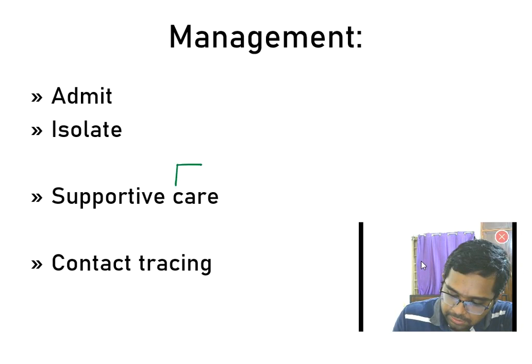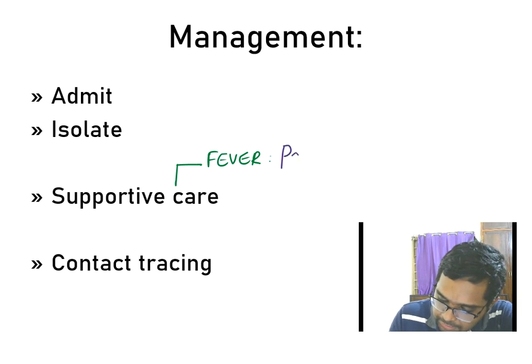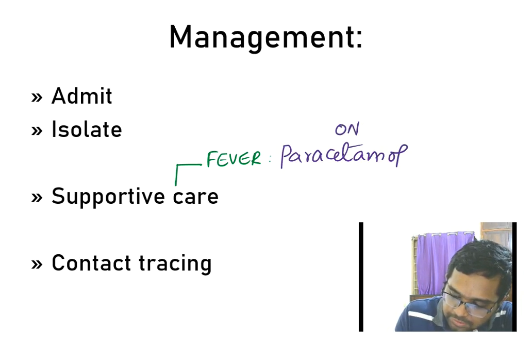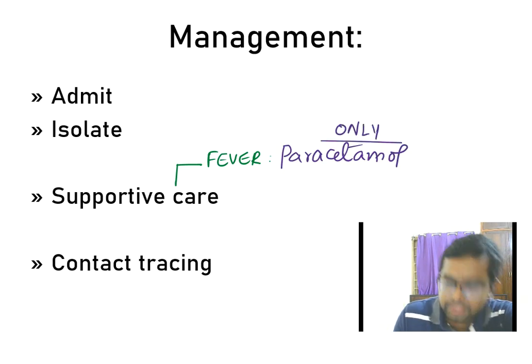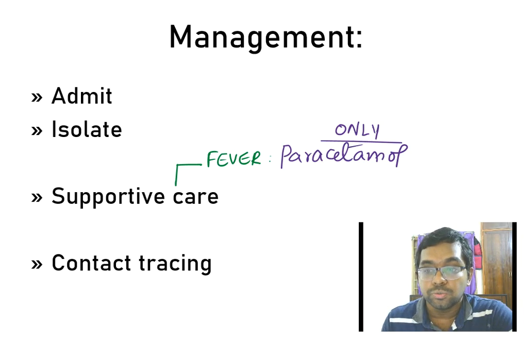Now, the supportive care could be, for fever, you give paracetamol. Remember, only paracetamol has to be given for control of fever. Why am I emphasizing this fact? Because there are other antipyretics you might have studied, like ibuprofen, which is an NSAID. But remember, ibuprofen or other NSAIDs should never be used in suspected or confirmed COVID-19 patients, because it is said that NSAIDs, ibuprofen especially, can increase the levels of ACE2 receptors, and that can be dangerous for the patient, because the virus is going to enter the body only through those receptors.